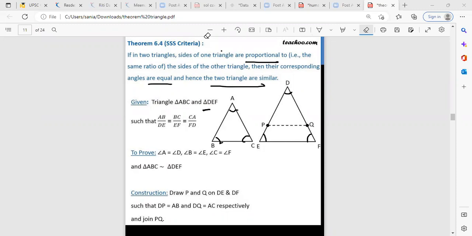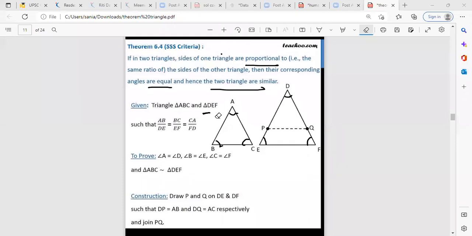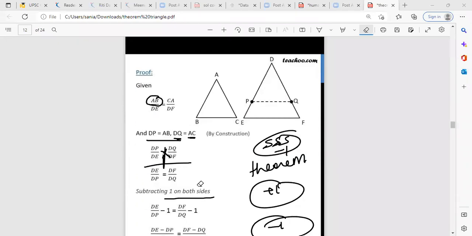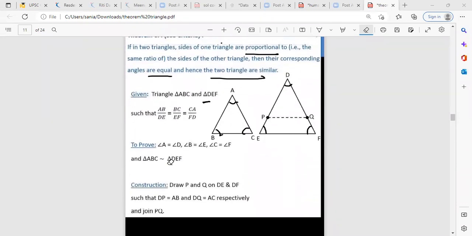Teacher, should I learn the given, to prove, construction and proof, or only the proof? You have to learn all of this, but when you are writing it, just write the proof part. Don't write given, proof, construction again. Just write the proof part. But in the exam hall you have to write given, proof, so you can go through it.